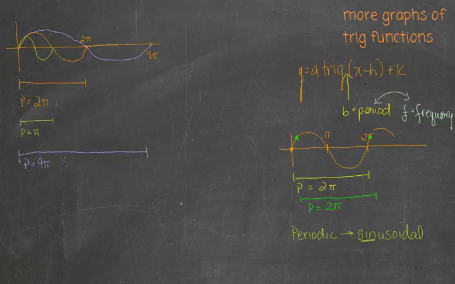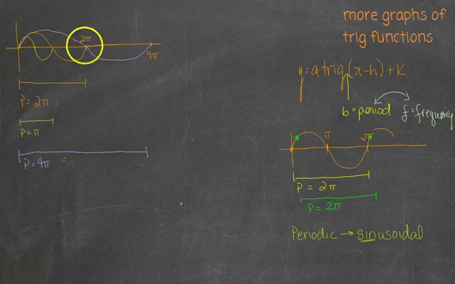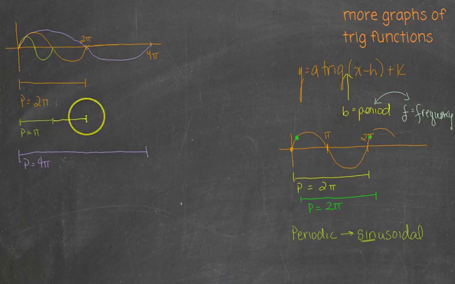So that's the period. The other way that I could look at this is, let's look at this middle one. How many cycles can I complete in the standard 2 pi units? Well, one cycle finishes in pi. So the second cycle would have to finish by 2 pi, which means I can get 2 full cycles in the standard 2 pi units. So the frequency is 2, because 2 full cycles can complete in 2 pi units.